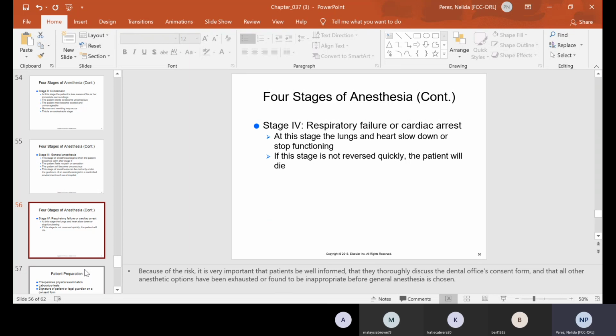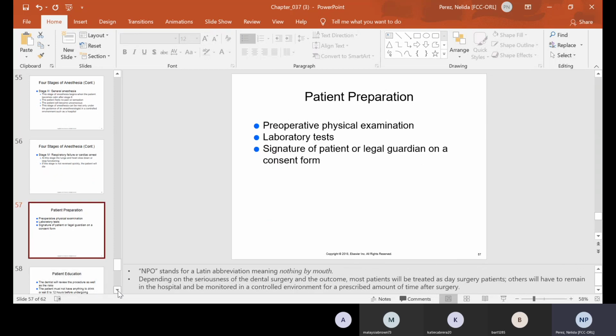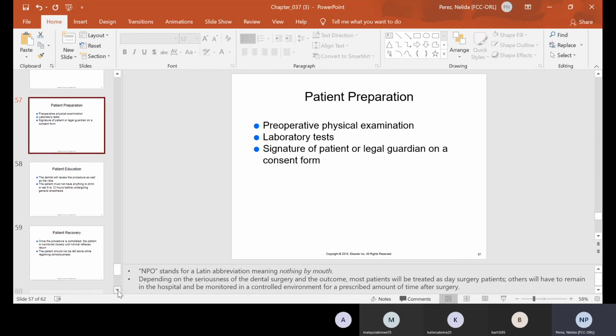4 stages of anesthesia, the stage 4, respiratory failure or cardiac arrest. So at this stage, the lungs and heart slow down or stop functioning. If this stage is not reversed quickly, the patient will die. So now you know why it's done in a hospital setting, okay?